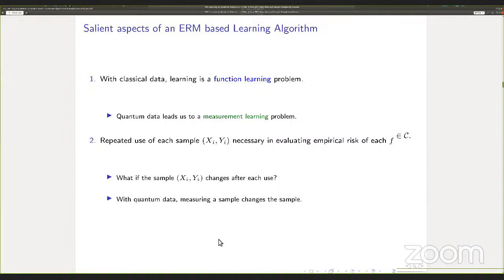As you will see in quantum data, this will change. You're not going to be learning functions anymore. You're going to be learning what is called measurements. So I'll come to that.